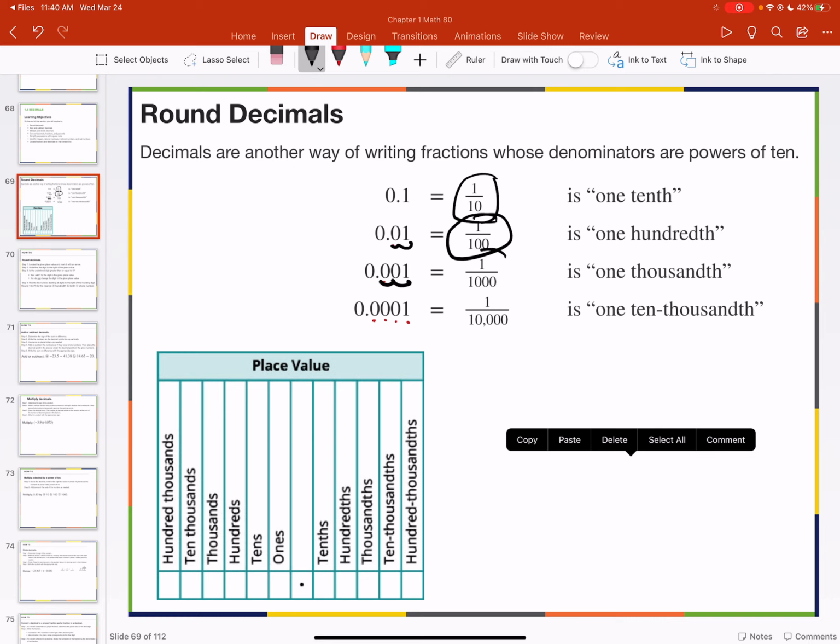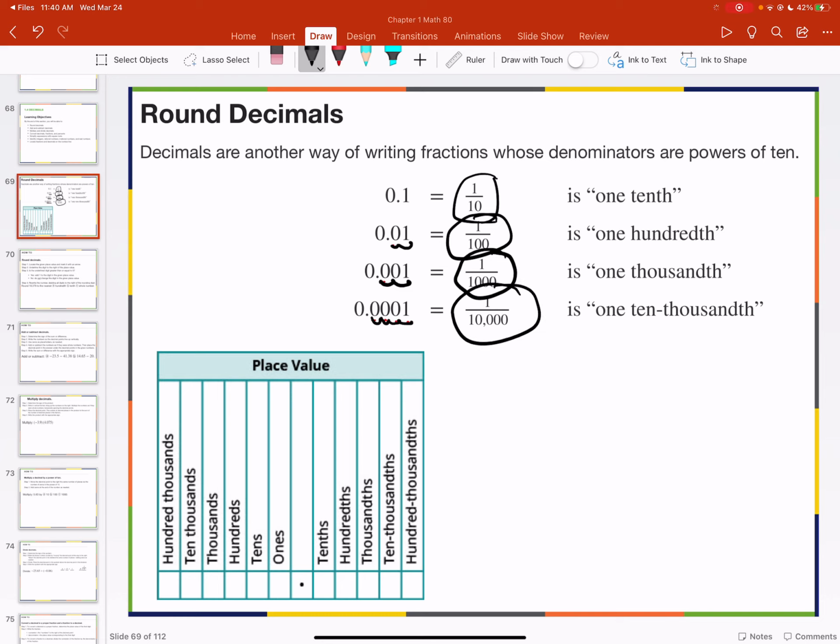1, 2, 3 is the thousandths. 1, 2, 3, 4, the fourth is 10,000. So notice that in the denominator, you have 1, 2, 3, 4 decimal places, and here you have 1, 2, 3, 4 zeros.